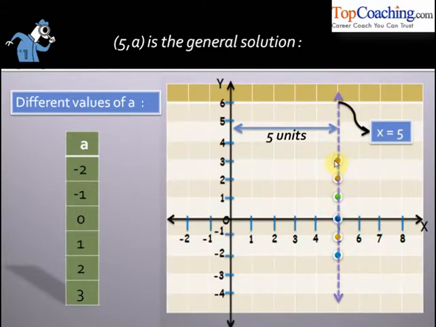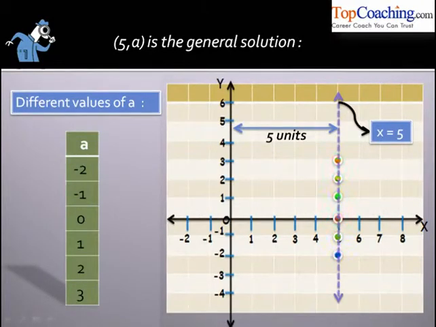Why? Because we see that the abscissa, or the x coordinate, of each and every point is equal to 5. So every point on this line is of the form (5, a), where we can have different values of a, and this line x equal to 5 is parallel to the y-axis and at a distance of 5 units from it. This is a line which is on the right hand side of the y-axis.